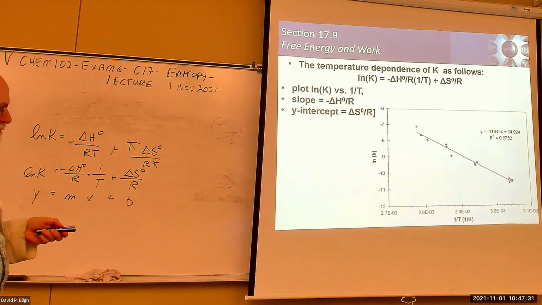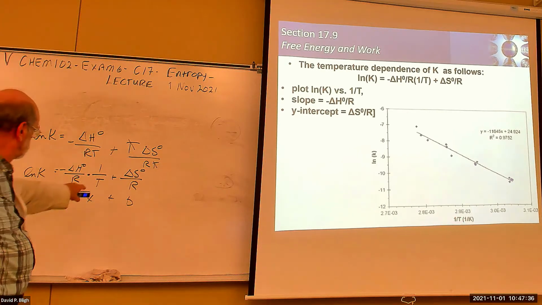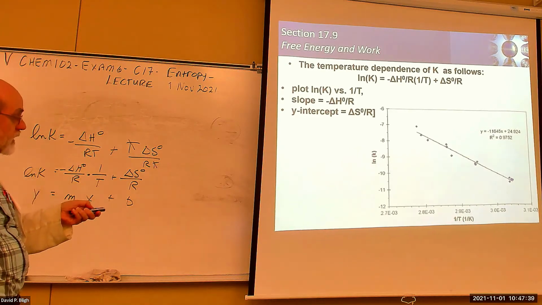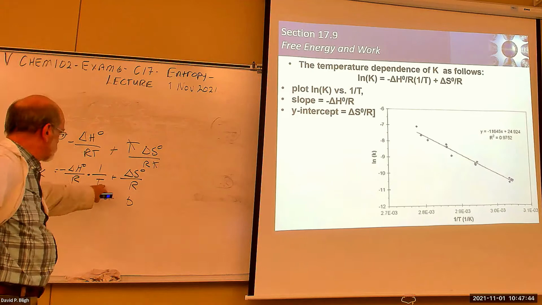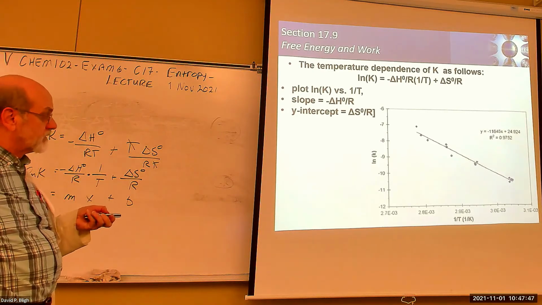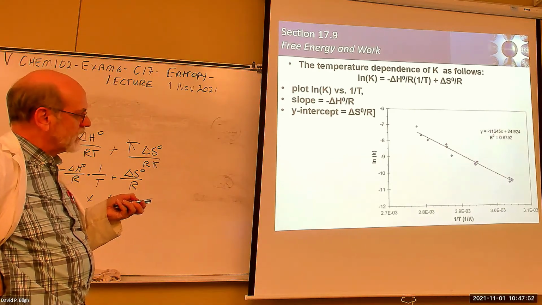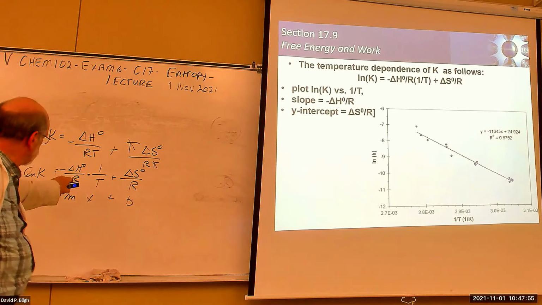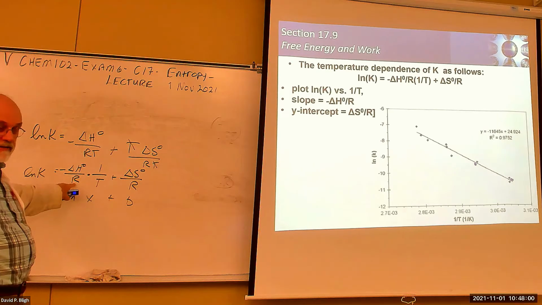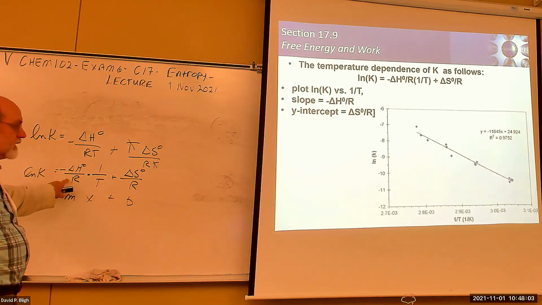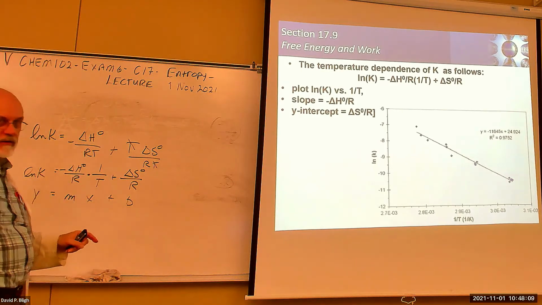Okay, here we go. So here's our X, 1 over T. Here's our Y, natural log of K. So you have different K values for different temperatures. And if you plot those and find the solution for it, then this value right here, minus 11,645, is equal to minus delta H0 over R. So you divide R into it, the negative goes away, and you find out what your delta H is for that reaction.